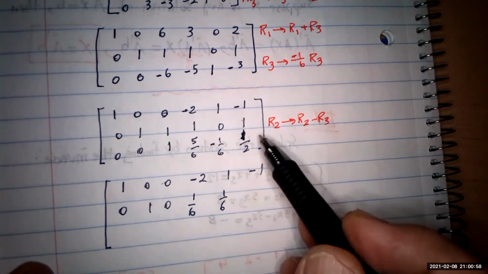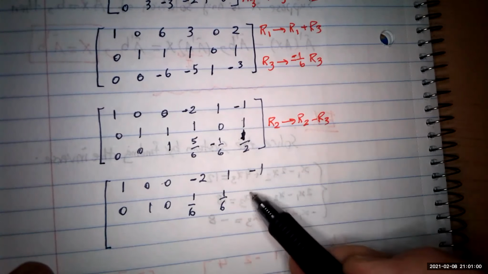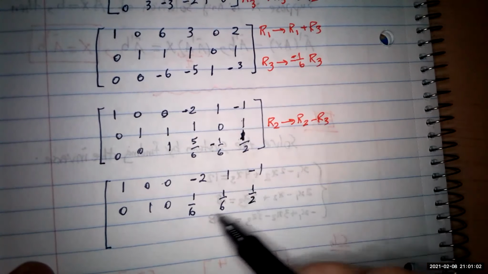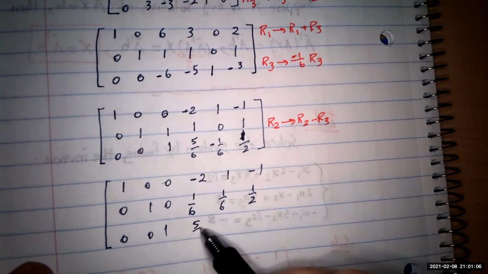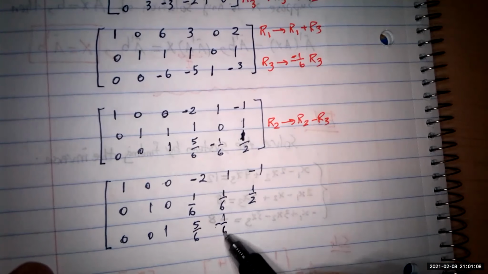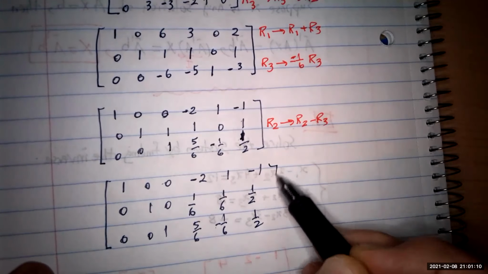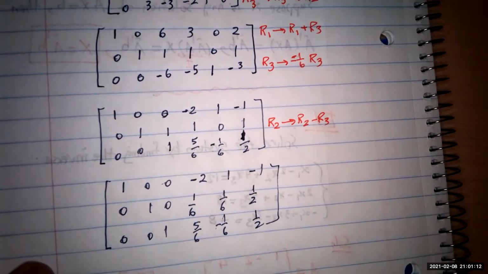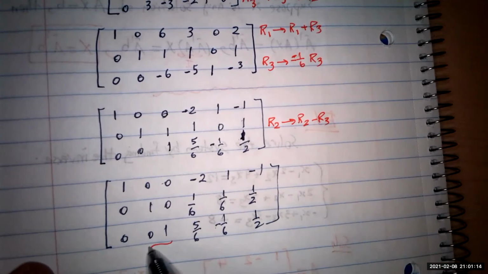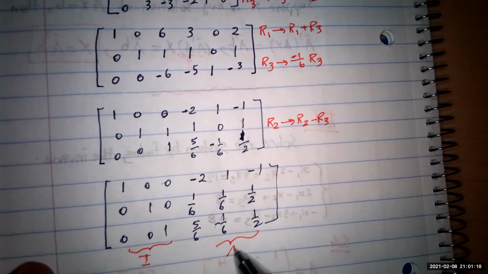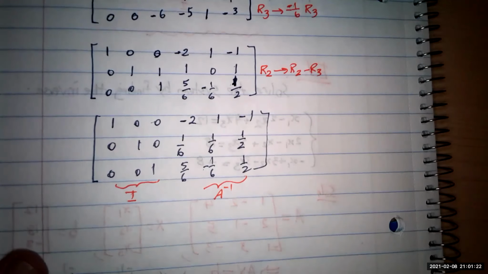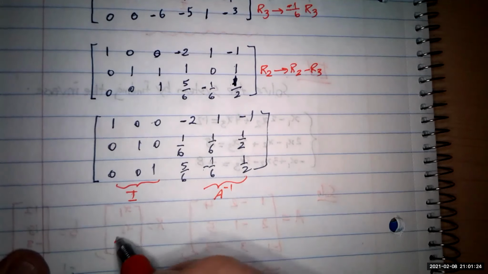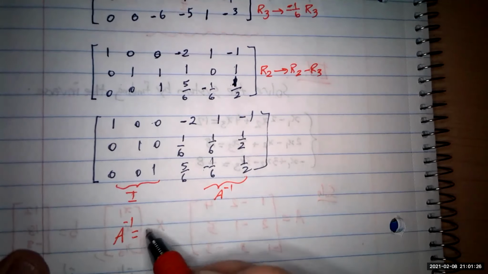Okay, and what is this one? 1 minus 1 half would be 1 half. And here we get the 0, 0, 1, 5 over 6, negative 1 over 6, and the 1 half. As you can see, this is going to be the identity matrix. So this is going to be your A inverse. Okay. And so the A inverse is going to be, this is going to be your A inverse.